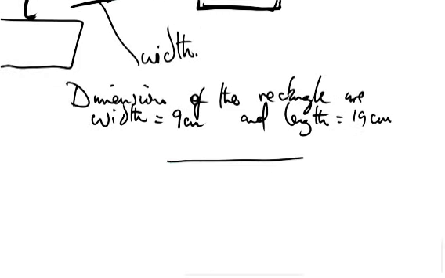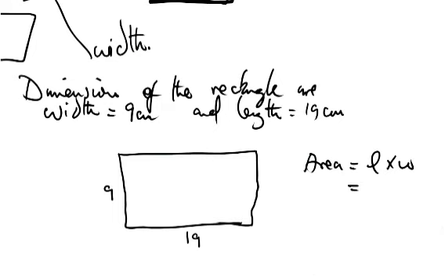Let's have this. We are going to use 19 and 9. Area of a rectangle is equal to length times width. So length 19 times 9 is 171 square centimeters. This is the second part of the question.